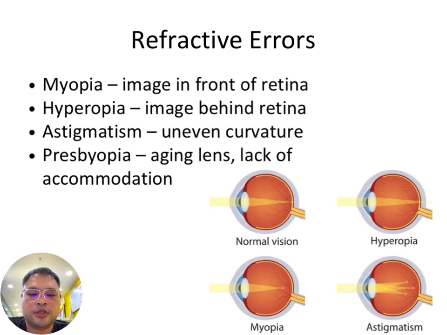When refraction does not happen perfectly, we get refractive errors like myopia, where the image is formed in front of the retina. Hyperopia, where the image is formed behind the retina. Astigmatism, caused by uneven curvature of the cornea or lens. Presbyopia, which happens as we age and the lens loses flexibility. And all of these can be corrected using glasses, contact lenses, or refractive surgery.